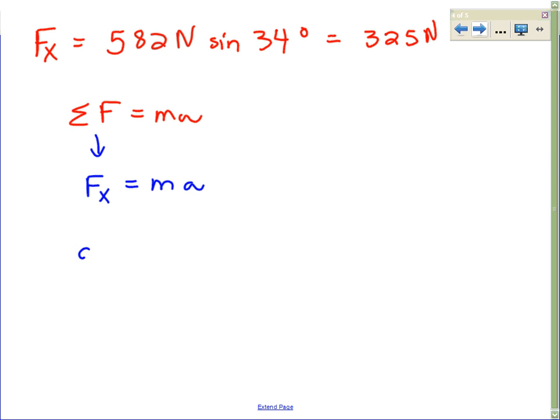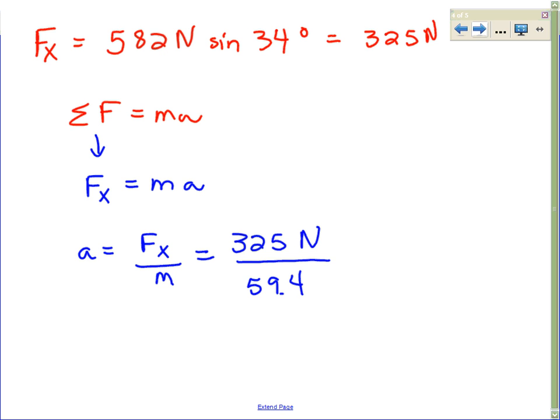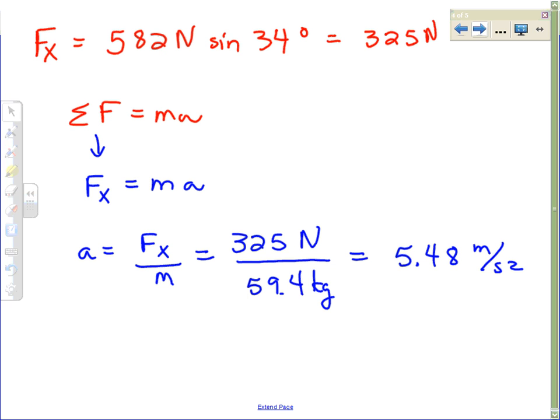So to find the acceleration, F of x divided by m will give us our acceleration. F of x is 325 newtons. The mass of the box we calculated to be 59.4 kilograms. And when you do your division, your acceleration of the box down the incline is 5.48 meters per second squared. And that's what we were asked to solve for.